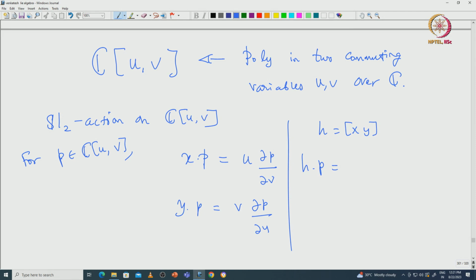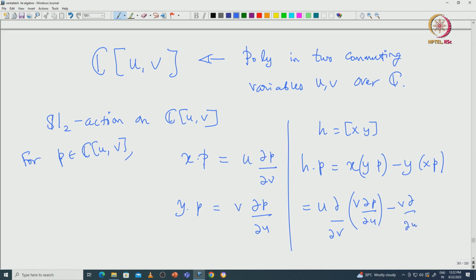So, in particular the H action on P has to be X Y P minus Y X P. Okay. So, you can just work it out and then see what it is. So, basically Y P will be v ∂P/∂u, and then X will be u ∂ of this divided by ∂v. Okay. Minus, similarly, v ∂/∂u of ∂P/∂v.